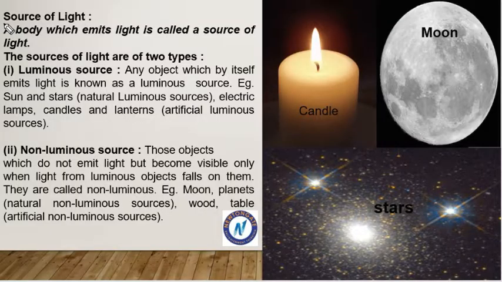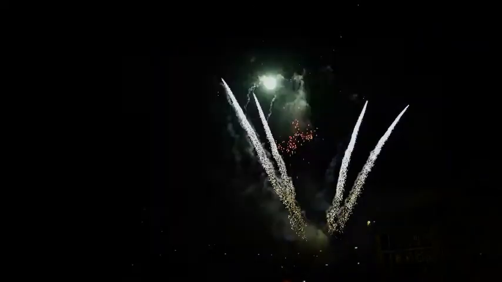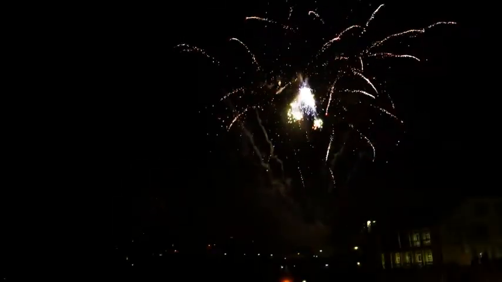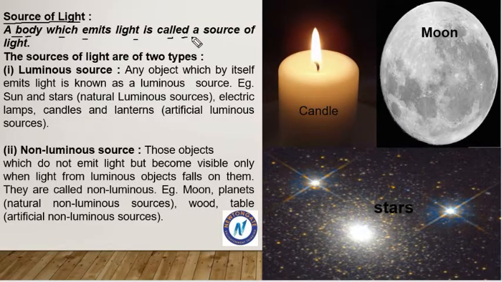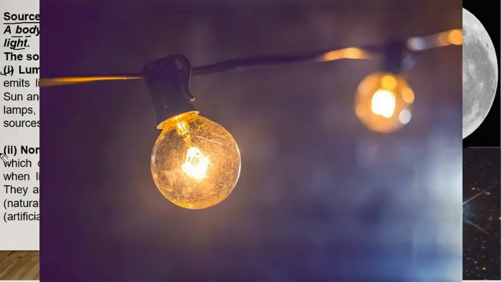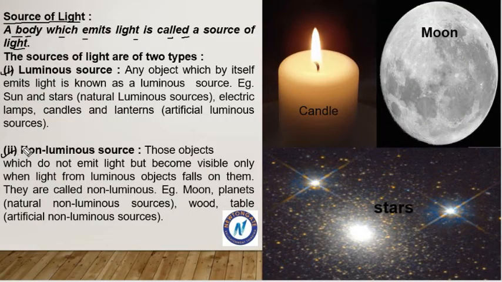Let's start this video with the first topic, that is sources of light. The definition says a body which emits light is called a source of light. We can classify a source of light into two broad categories, that are luminous sources and non-luminous sources. Let's start with luminous sources.